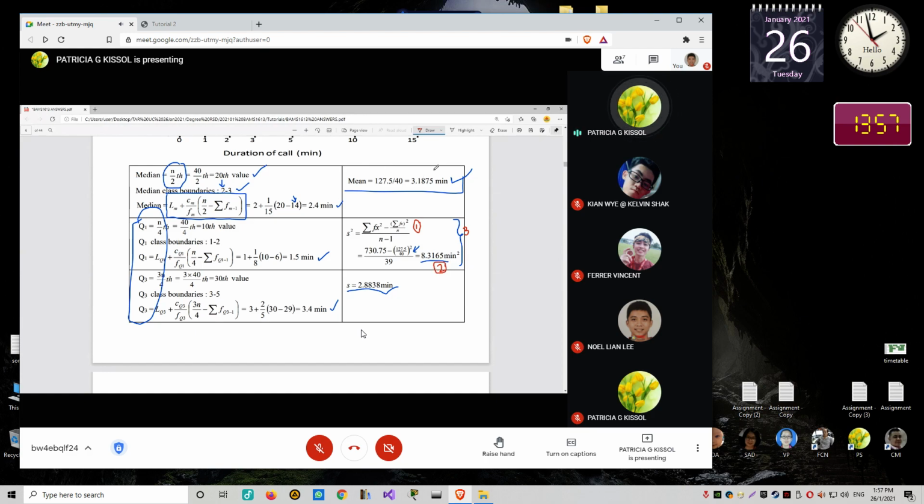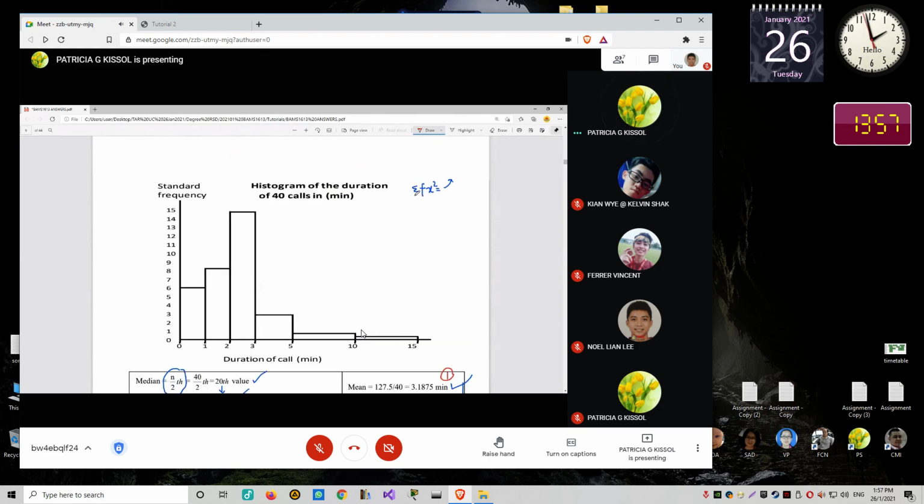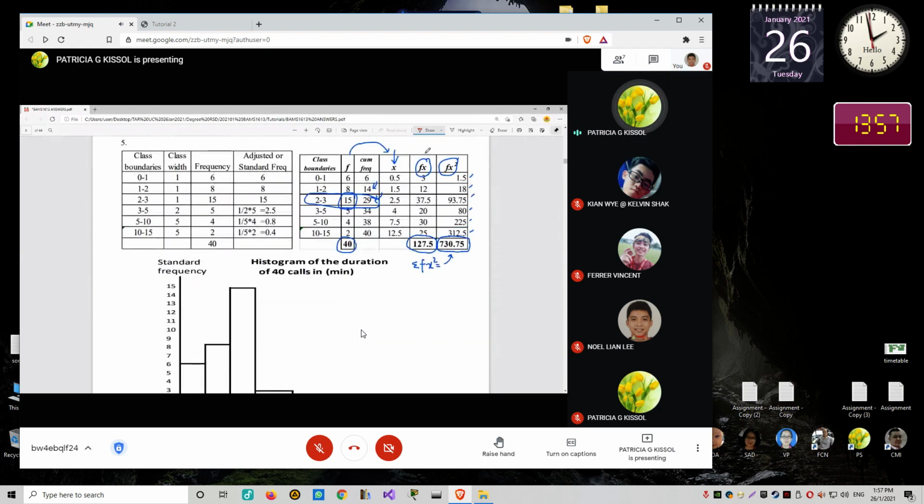Like the mean here, normally it's only 1 mark. Here is already 1 mark, and here is also 1 mark. Here would also be 1 mark. That's how it's calculated. And here normally it's about 2 marks. No marks for the total frequency, of course. This total frequency has no marks allocated to it.